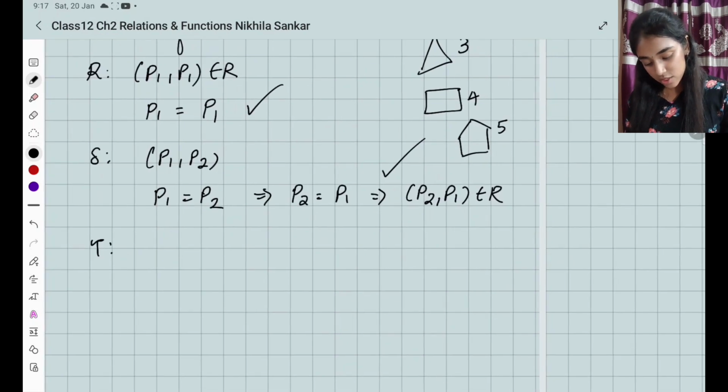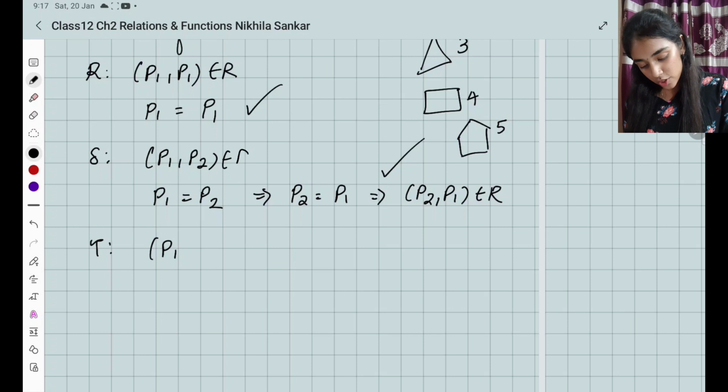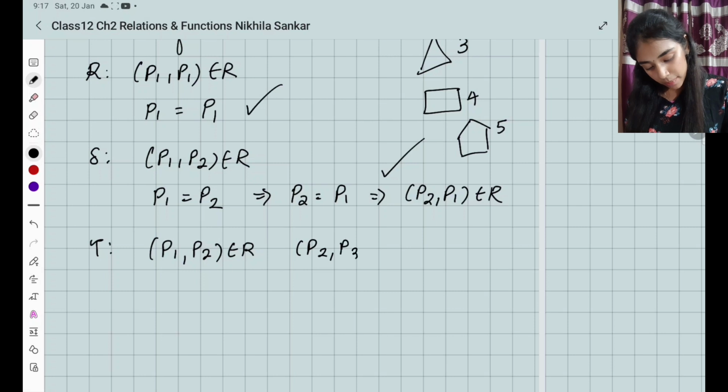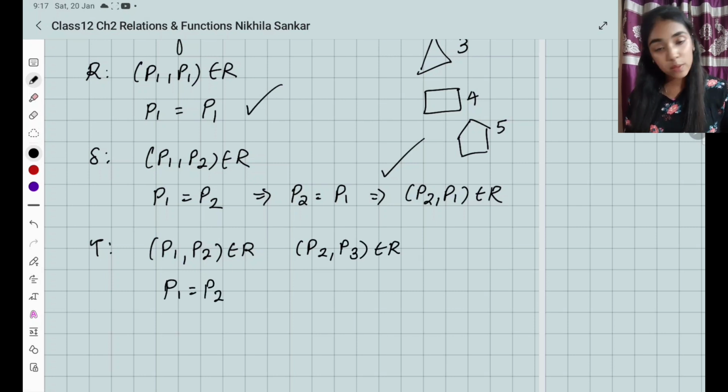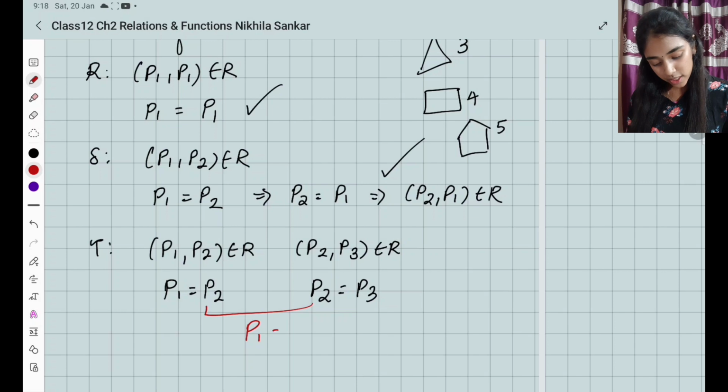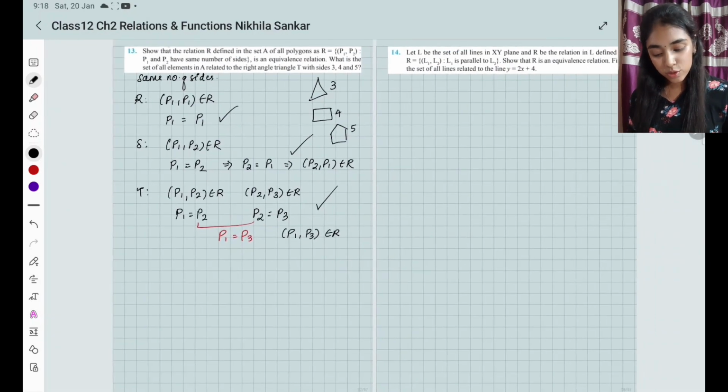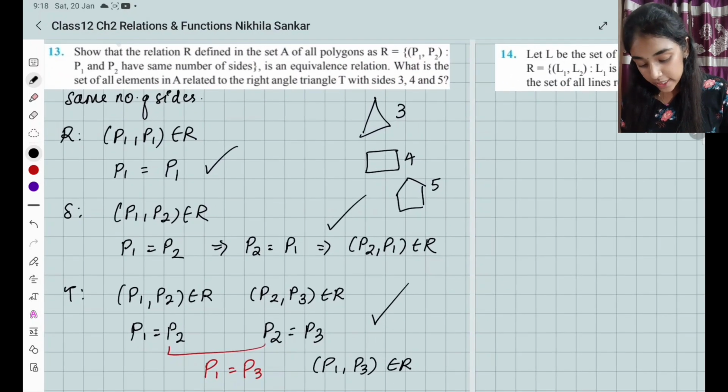Now what can we say about transitive? You have (P1, P2) belongs to R and (P2, P3) belongs to R, which means the number of sides of polygon 1 equals the number of sides of polygon 2, and the number of sides of polygon 2 equals the number of sides of polygon 3. So from these two you can conclude P1 equals P3. So you can say that polygon 1 and polygon 3 have the same number of sides, which means they are transitive. Understood? That's all. So this is an equivalence relation.